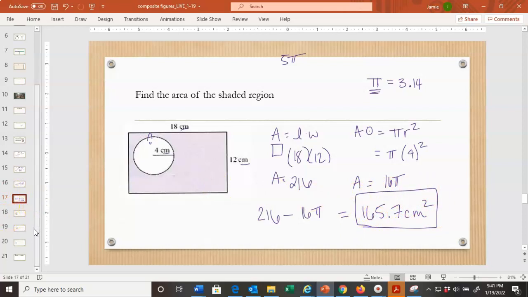That's how much they're going to charge me for my granite countertop. They're going to subtract out the part that I'm not going to get.